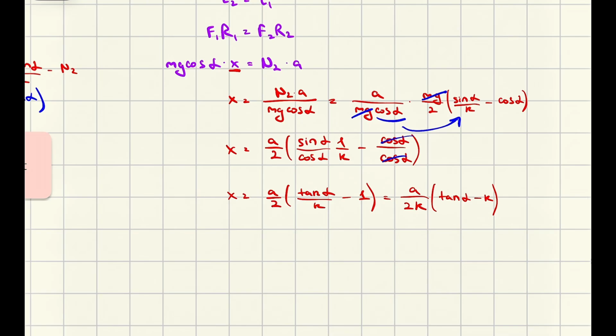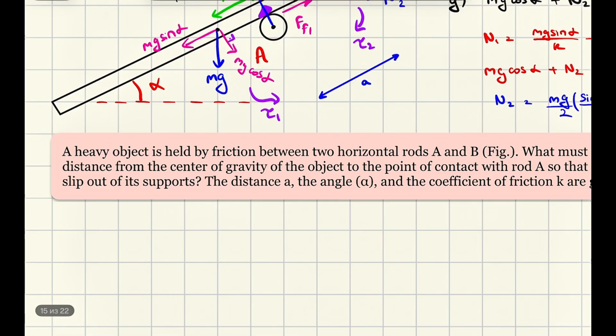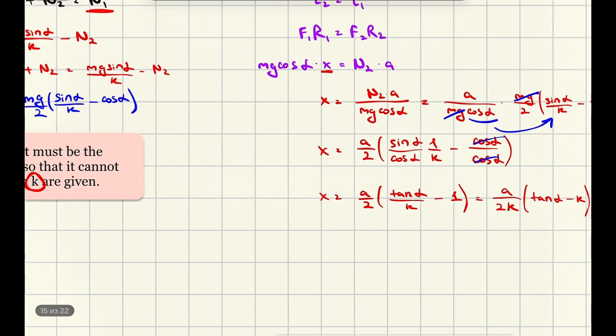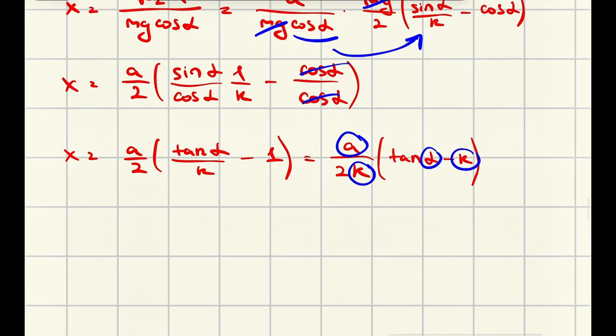And are we given all of those numbers? I believe yes. We are given distance a, which is in our answer. Also alpha, which is in tangent. And K, coefficient of friction, which is also in our answer. As you can see, a, K, and alpha. Again, 2 is a constant number, and everything is in our answer.